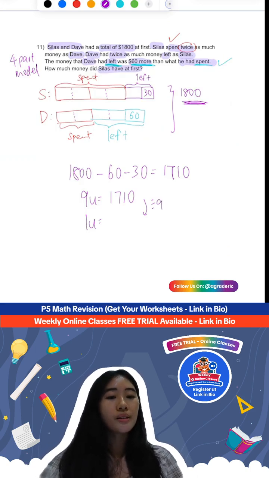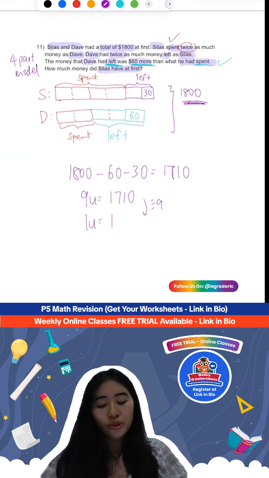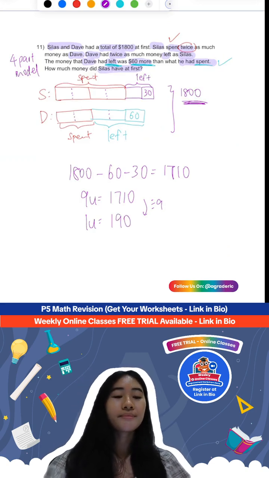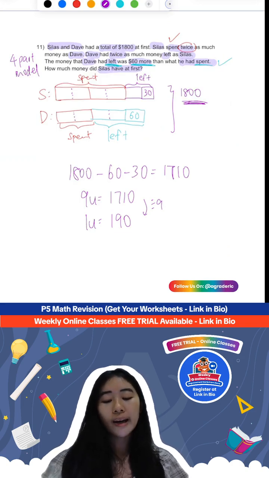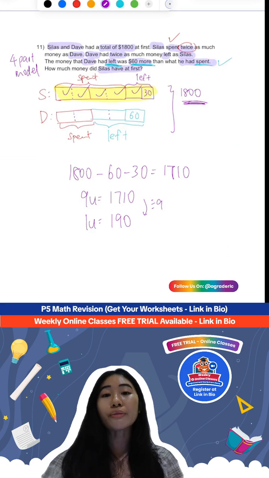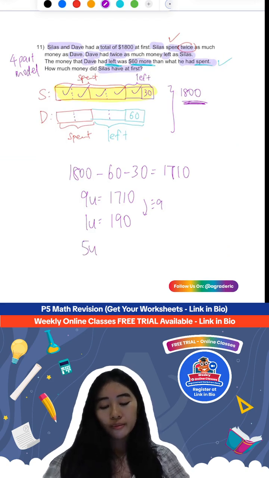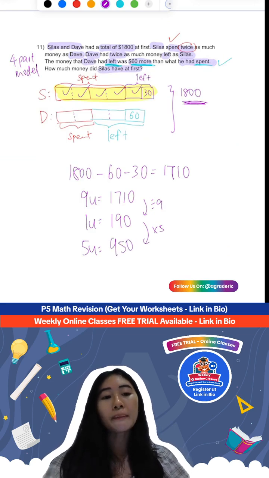Alright, so yes, Zizazo, that's correct. So you will get 190 for that. Now, you shouldn't stop here because this is not what the question wants, right? The question wants what Silas has at first. So that means they want you to find Silas' entire model. So you can count how many units Silas has first. Silas has 1, 2, 3, 4, 5. Yeah, 5 units. So you find 5 units, which is 950.